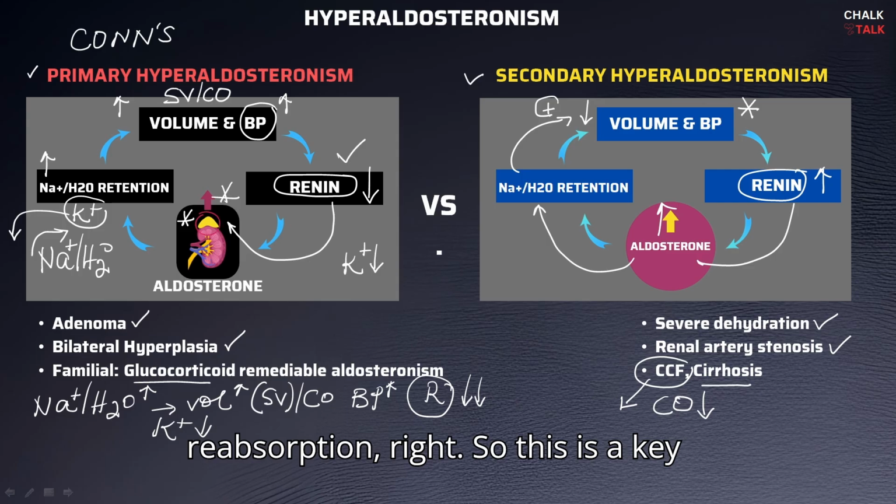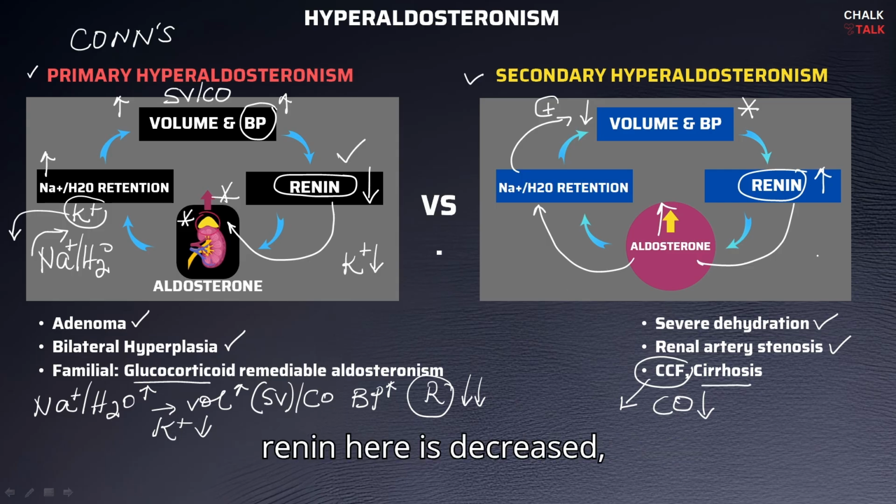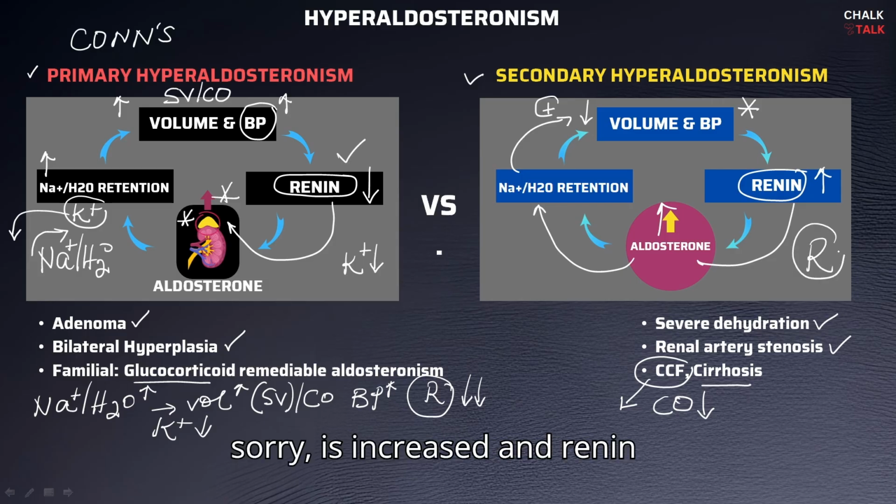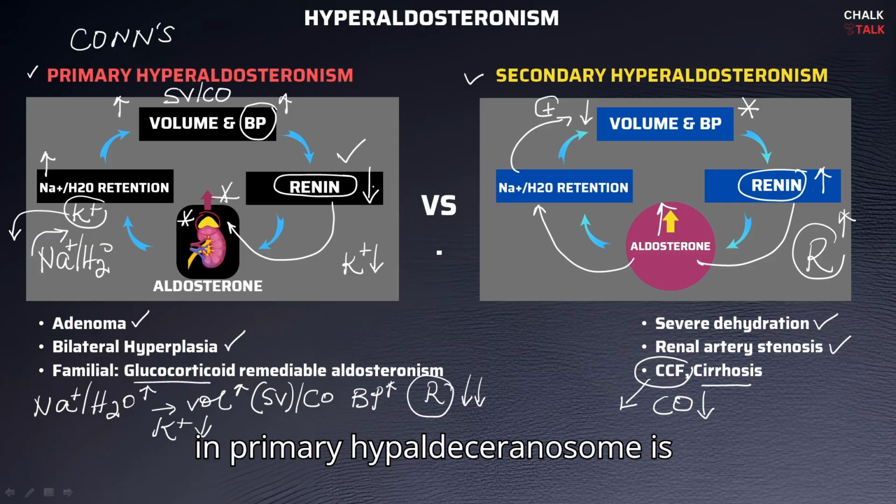Right, so a key important factor to remember is that renin here is increased, and renin in primary hyperaldosteronism is decreased.